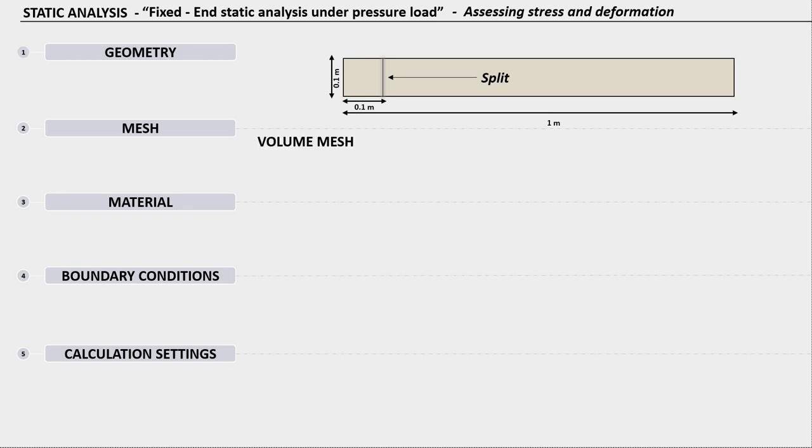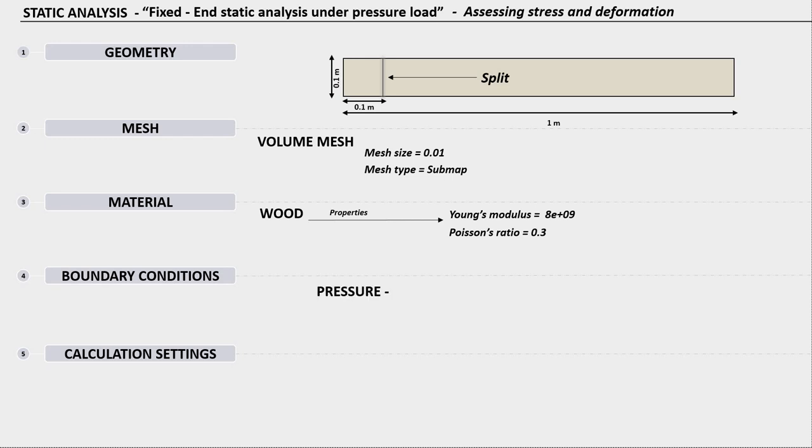Next, I will move to the meshing step. Here I will directly select the volume mesh and I will set the mesh size to 0.01 and choose the submap method for a structured mesh. Next step is to assign the material. In this case we are using wood as the material, so I will input Young's modulus as 8e+09 and Poisson ratio to 0.3.